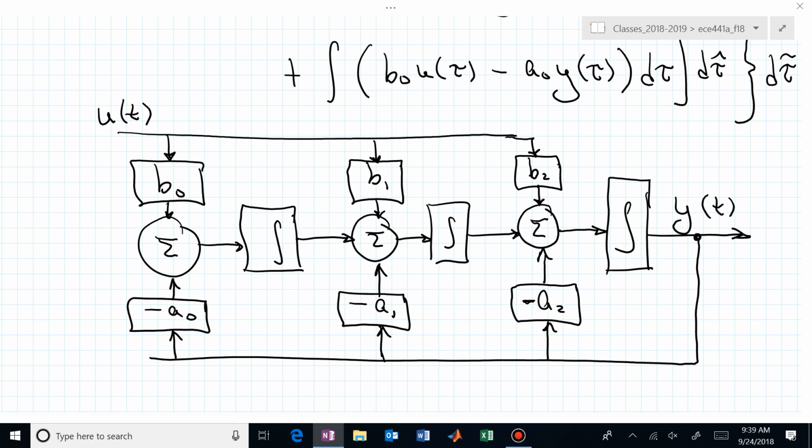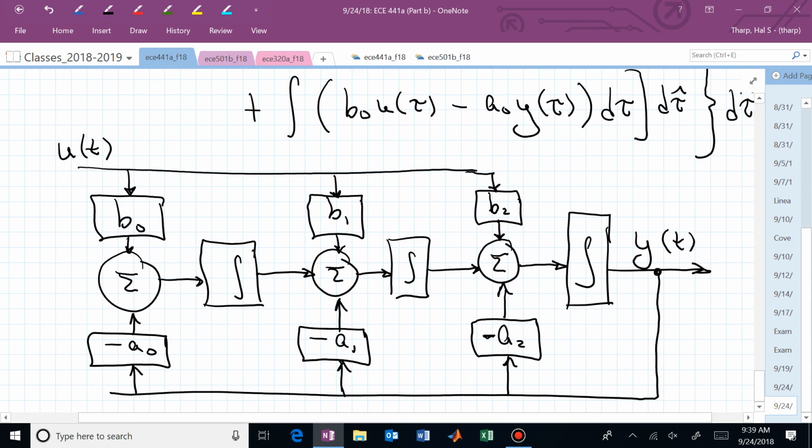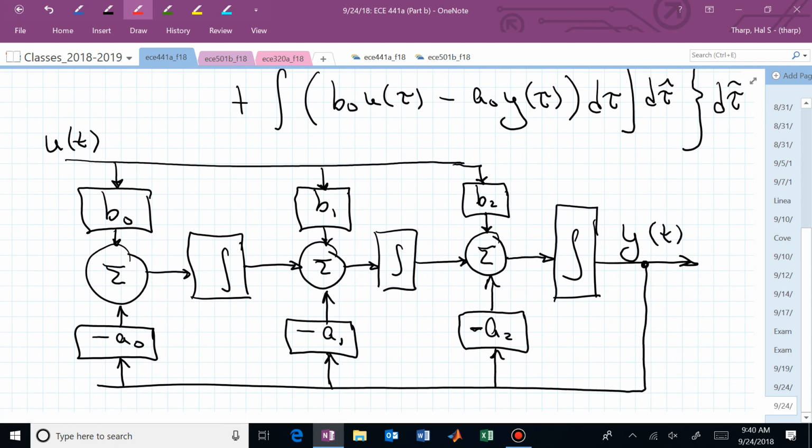Now, we're partway there, we're almost all the way there, but now we want to take this into a state space representation. And a nice way to do that is to actually label the outputs of your integrators as state variables. So let me call this output x sub 1 of t. Let me call this output x sub 2 of t. And let me call this leftmost integral's output x sub 3 of t.